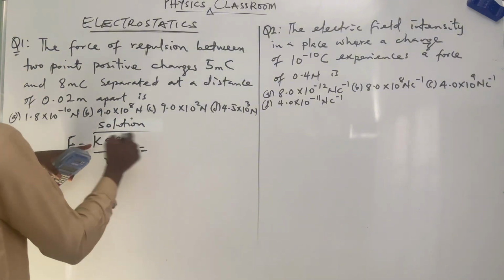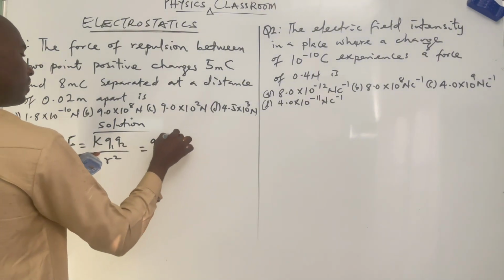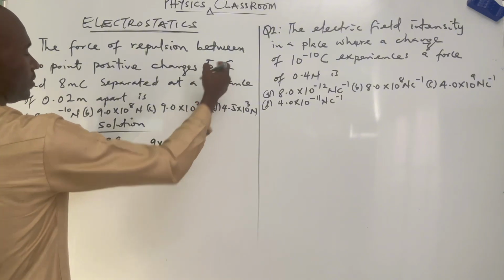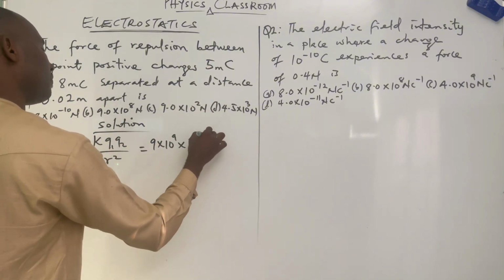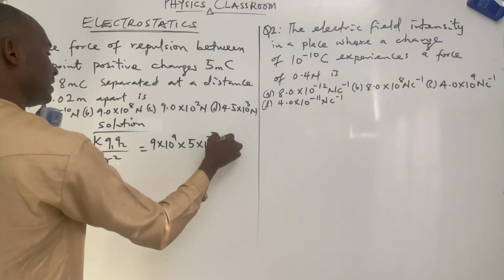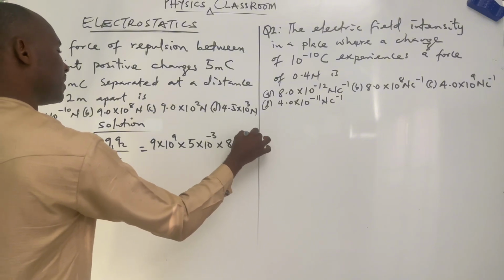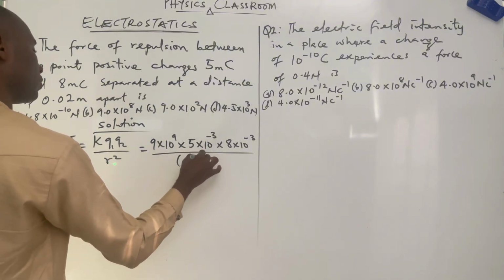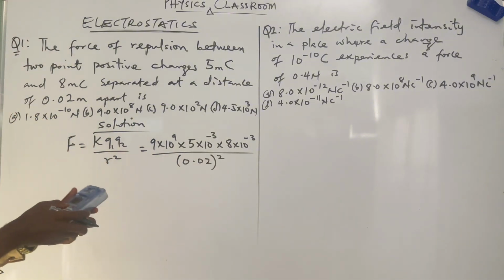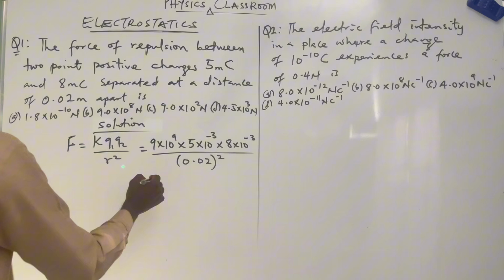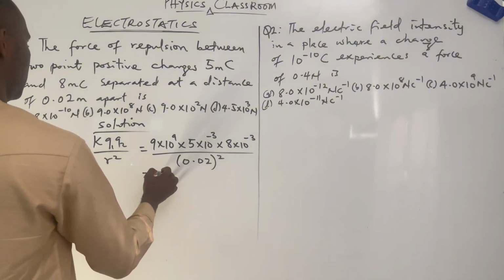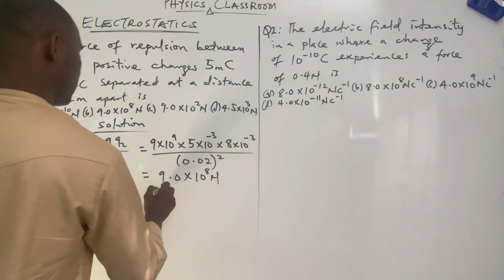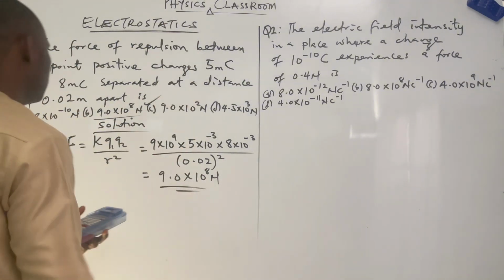So from here, we know that our K is a constant, which is 9 times 10 raised to the power of 9, multiplied by Q1 given as 5 millicoulomb, that is 10 raised to the power of minus 3 coulomb, times the other one given as 8 milli, that is times 10 raised to the power of minus 3 as well, all over the separating distance, that's 0.02 squared. Let's punch the calculator. Our answer is 9.0 times 10 raised to the power of 8 Newton, which is option B.